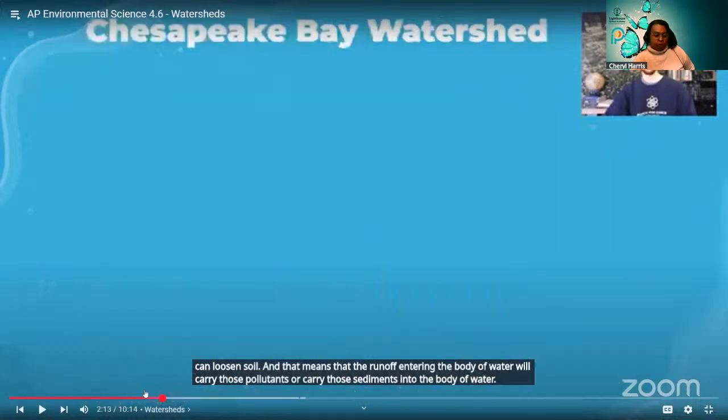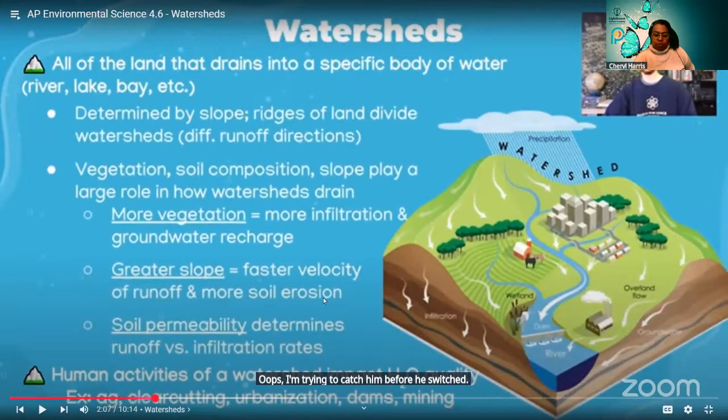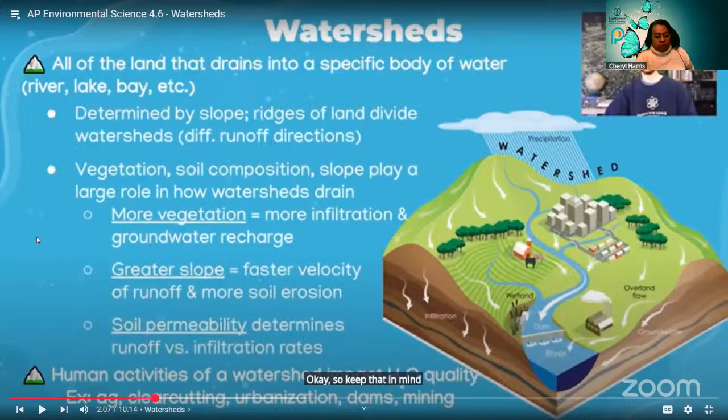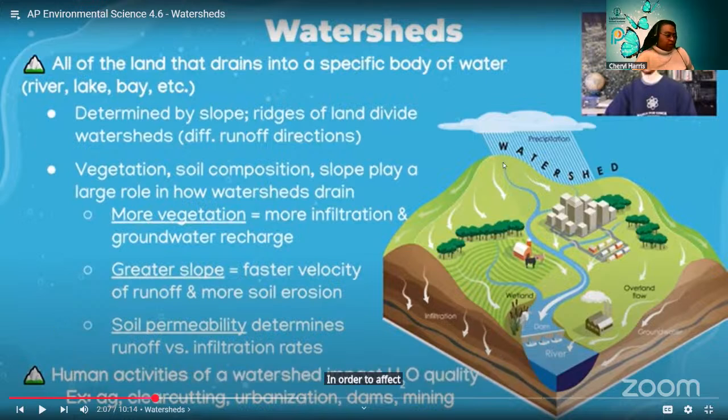Oh, whoops. I was trying to catch him before he switched. All right, that's an important part right there. Okay, so keep that in mind because when you answer that question, as you see, the picture looks very similar to that. But you have to keep in mind what human activities do in order to affect where the water starts and what's going to happen.